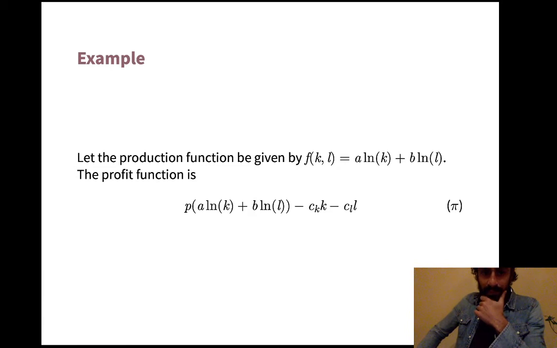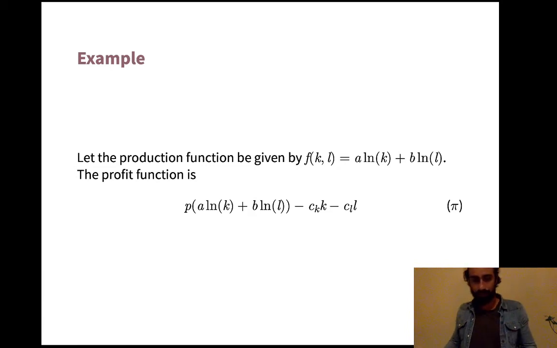So let's do one example and then we'll close out this lecture. Let the production function be given by A ln K plus B ln L, right? So it's Cobb-Douglas again. We just split it up now. It's the additive form of the Cobb-Douglas rather than the multiplicative form. So the profit function is price times the production minus CK times K minus CL times L. There's no constraint. This is not a Lagrangian. We're not doing a constrained maximization problem. This is all there is to it.